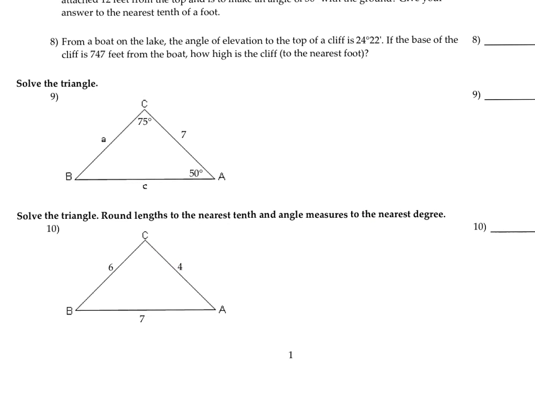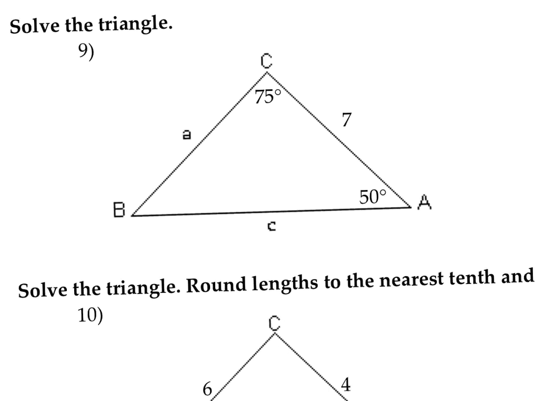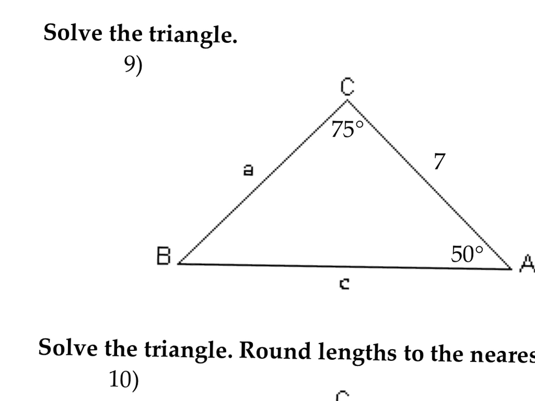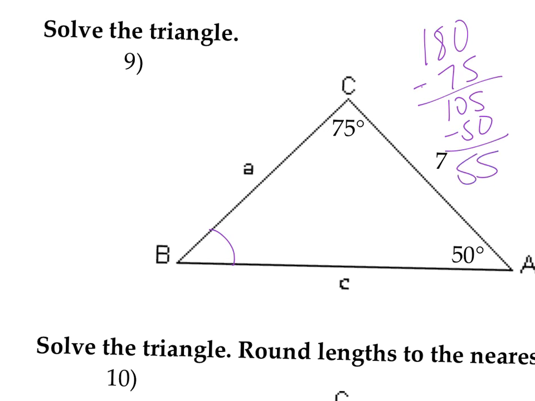Okay, now we're going to work with the law of sines. So number 9 says solve the triangle, and it gives you the triangle with 2 angles and one side. So with law of sines, you'd have to find this third missing angle. So I would do 180 minus 75, which is 105, minus 50, and I get 55. So I know that angle, which is part of what I'm looking for, angle B, is 55 degrees.